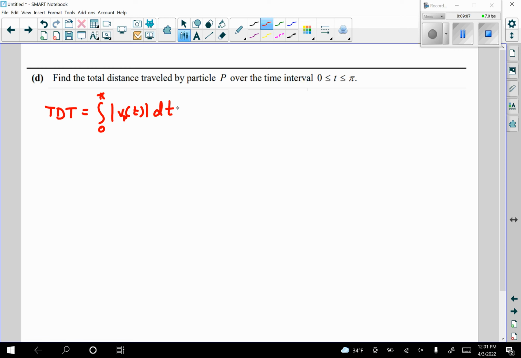So all you have to do on your calculator is type this in. So menu 4, I'm sorry, menu 4.3. And we're going from 0 to pi. And go back to your variable key. Actually, before that, to type in the absolute value, this is what you want to do: 0 to pi, type in abs, and then type in v1 of t dt.